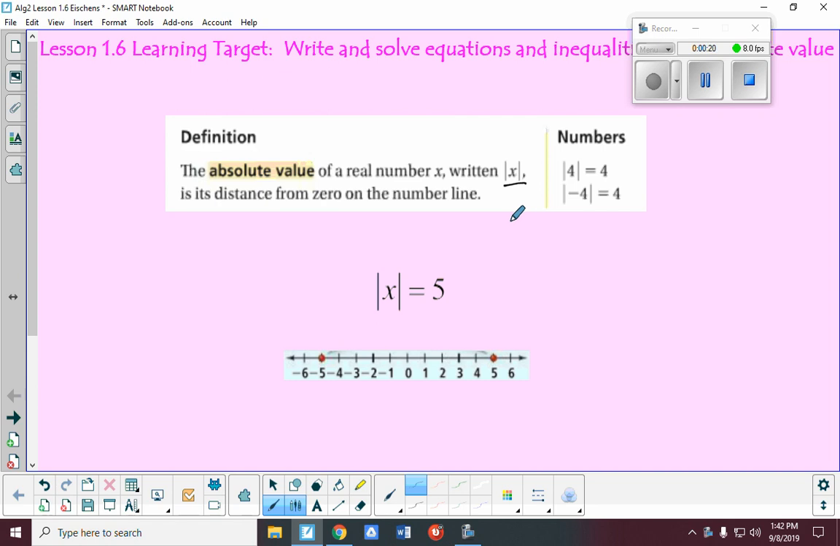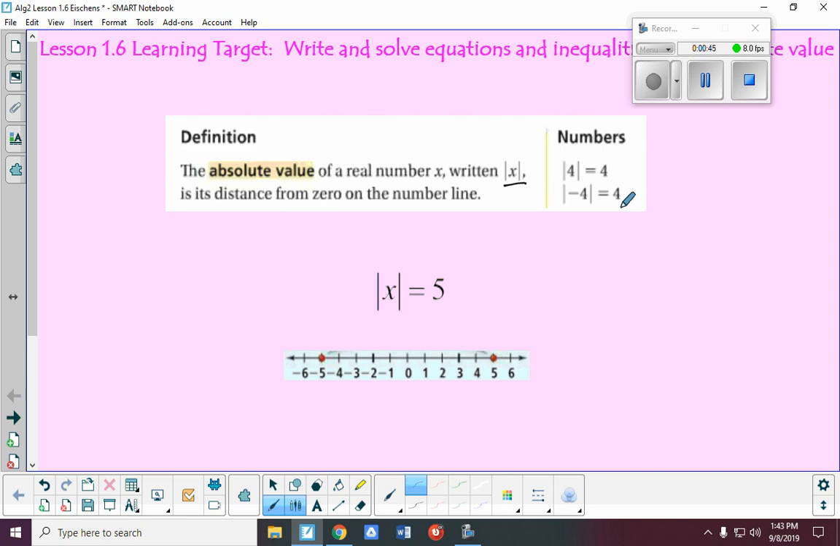number line. So if we think about the number 4, the distance from 4 to 0 on the number line would be 4 units. The number -4, the distance from that to 0 on the number line would also be 4. Keep in mind, it's like when we're measuring something, we take out a tape measure, and that value that we measure will always be positive. So absolute values will always be positive.